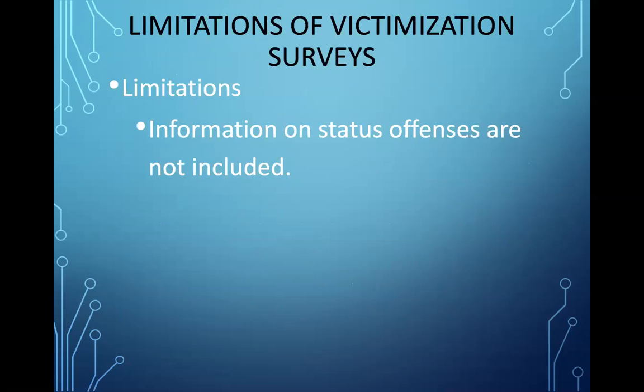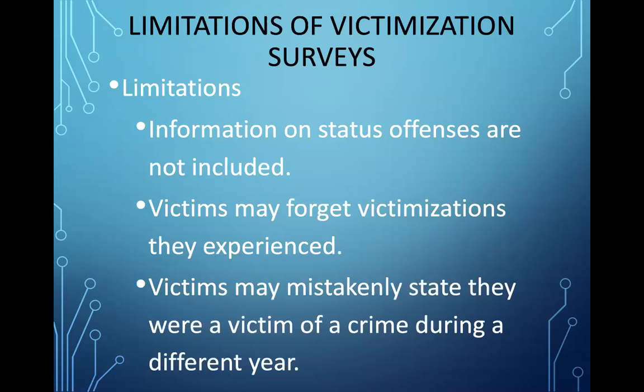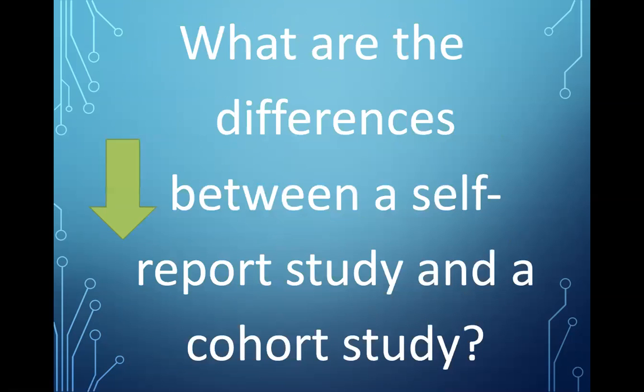Some of that was that information on status offenses is not included. Status offenses, again, are something that only a juvenile can commit, such as staying out past curfew or minor in possession of alcohol. Victims may forget things that they've experienced because they only come around every 6 months, or maybe you weren't there when they came around last, so it's been a while. And victims may mistakenly state that they were a victim of crime even though they weren't.